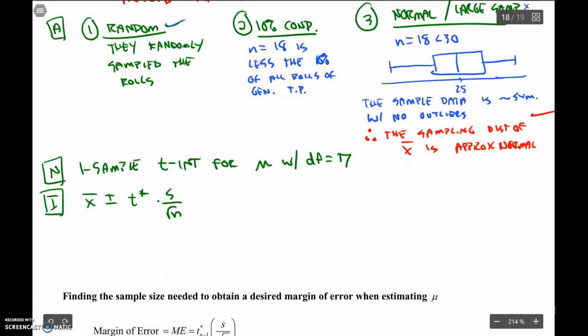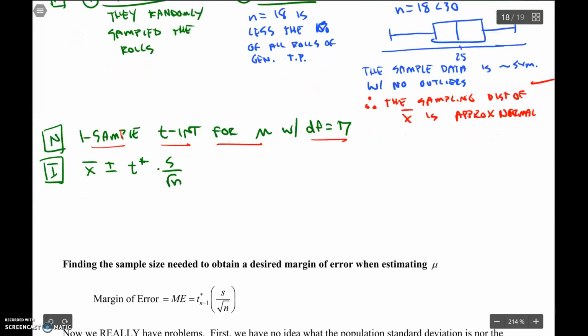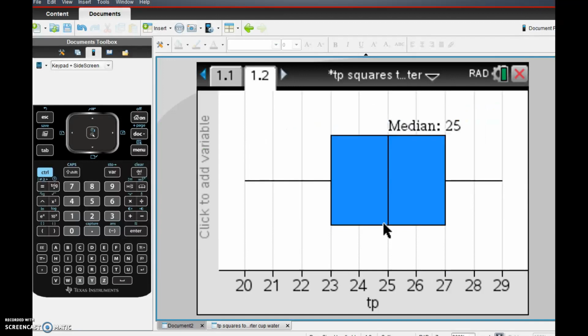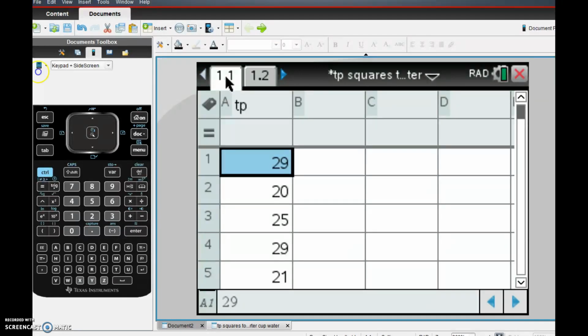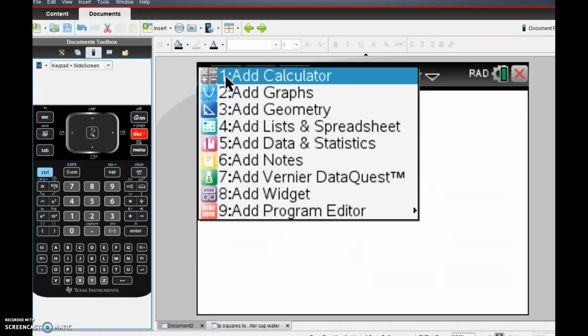Name the test. It's a one sample t interval for the mean with 17 degrees of freedom, 18 minus 1. So let's go shortcut here. Now I don't want to find the t-crit and plug it all in. I put down the formula. I'm just going to type this into my calculator. I already have my data in the calculator. This is going to be just a few clicks.